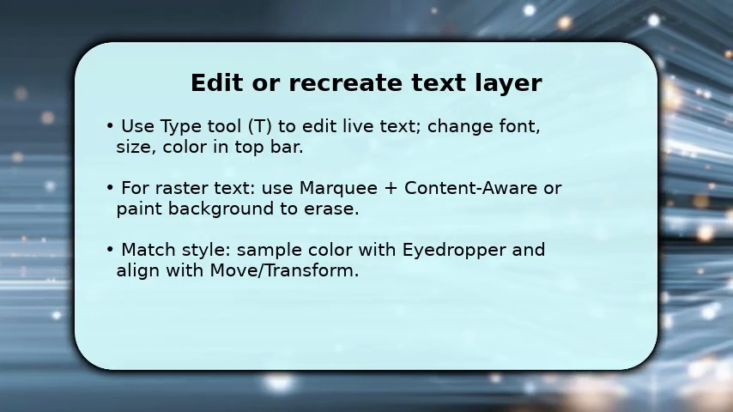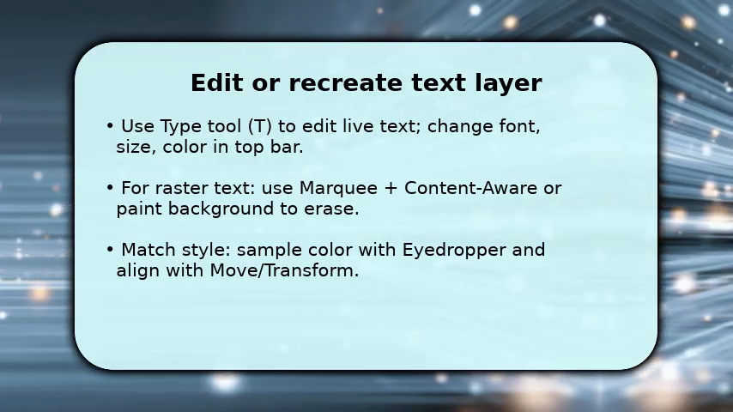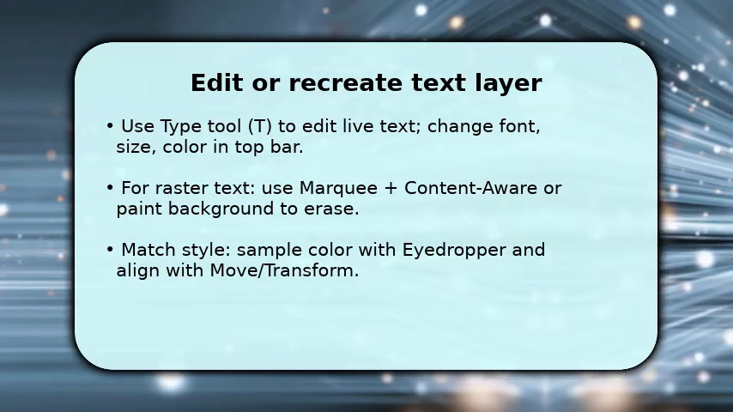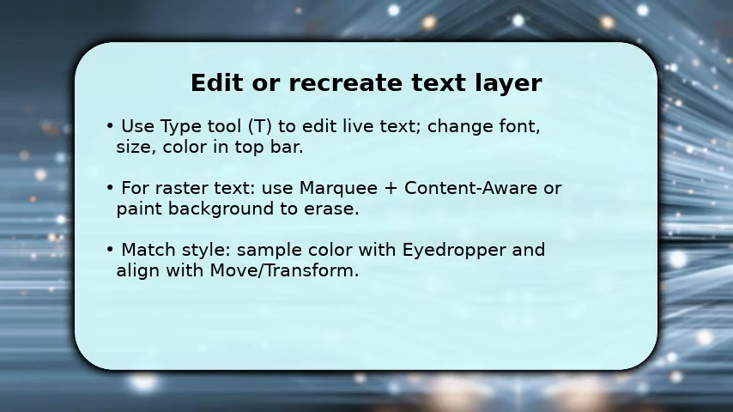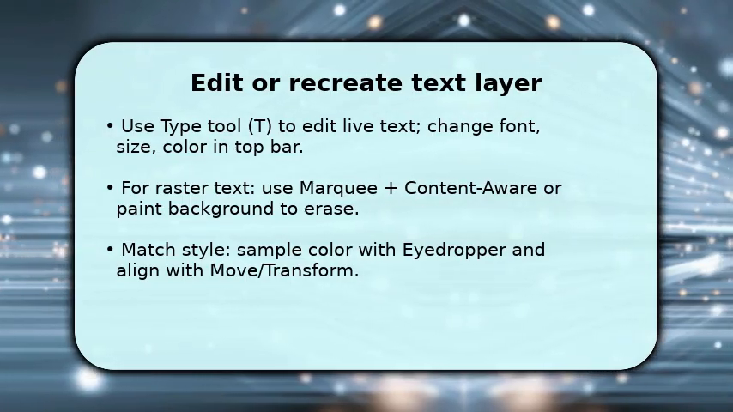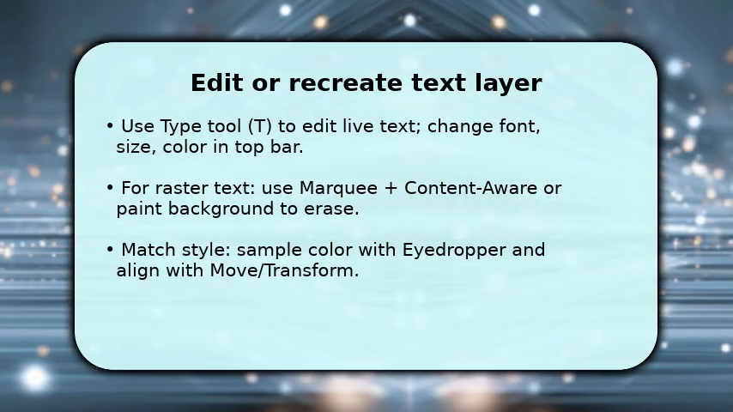This preserves vector quality. If the text is rasterized, remove it using the marquee and content-aware fill or clone with the spot healing/clone stamp, then add a new type layer that matches the original style. Use the eyedropper to sample color and free transform to fit placement and perspective before finalizing.